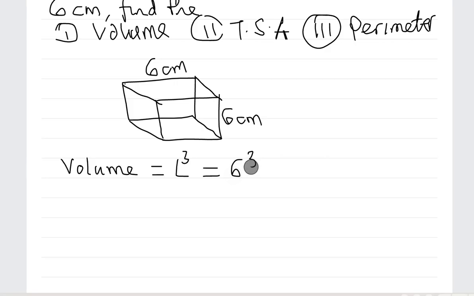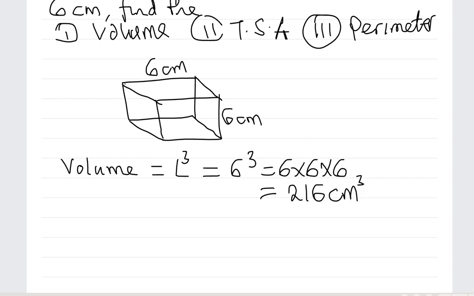So that is 6 raised to power 3. And that's 6 times 6 times 6. So that's 6 in 3 places. 6 times 6 is 36. I'm sure you know that 6 times 6 will give us 36. And then 36 times 6 would give us 216 centimeter cube. Are you seeing that now?